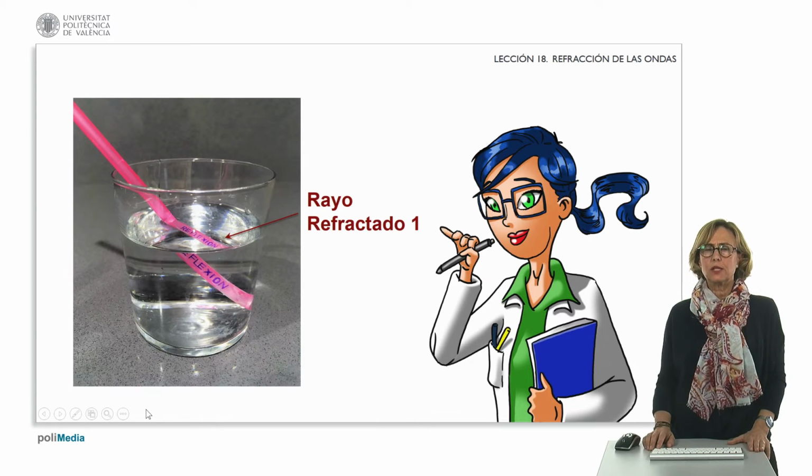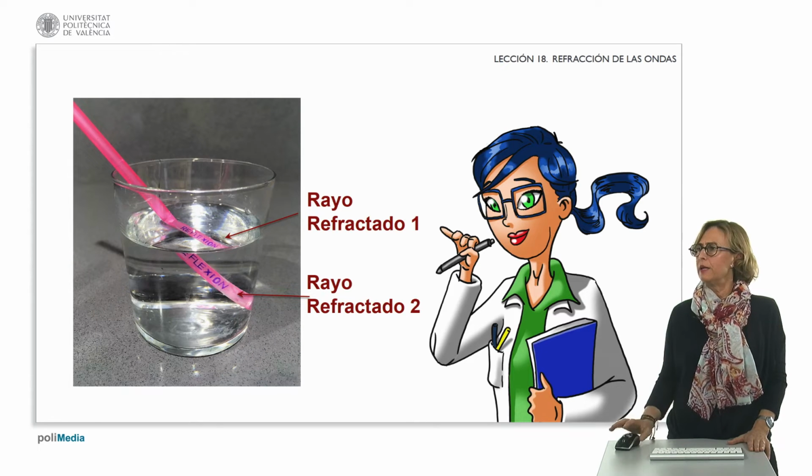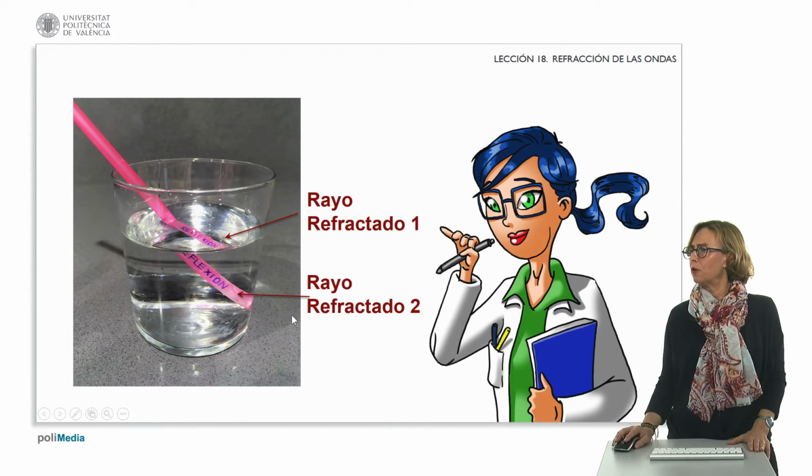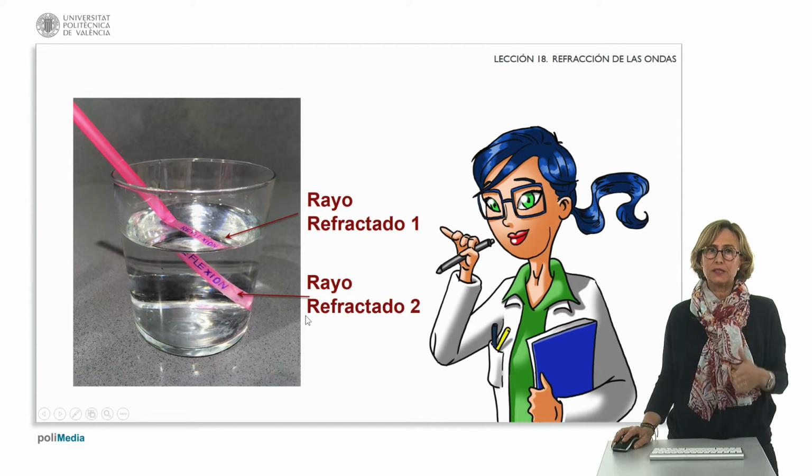This fact is due to the fact that we have two refracted rays. Refracted ray 1 corresponds to refraction across the air-water separation surface, while refracted ray 2 corresponds to refraction occurring at the lateral curved surface. Since the normal to these surfaces is different, what we observe are two different images.